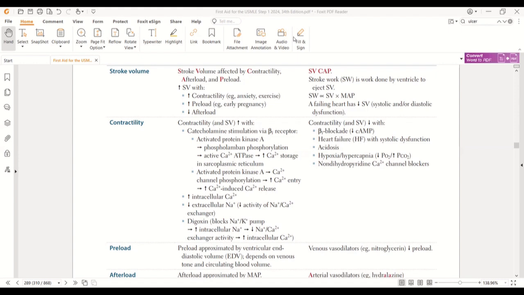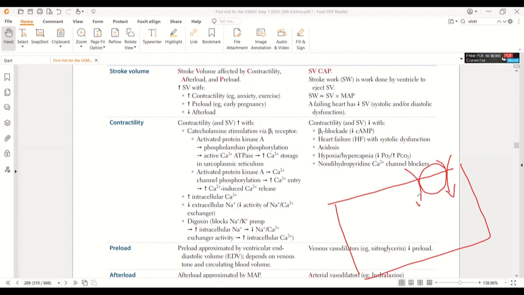So what does digoxin do? Digoxin blocks the primary active transport, the sodium potassium ATPase. Let's suppose this is a primary active transport. What does this primary active transport do with sodium and potassium? The sodium moves out, and potassium moves in normally through the use of ATP.